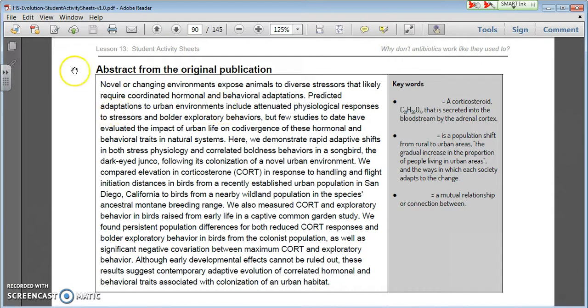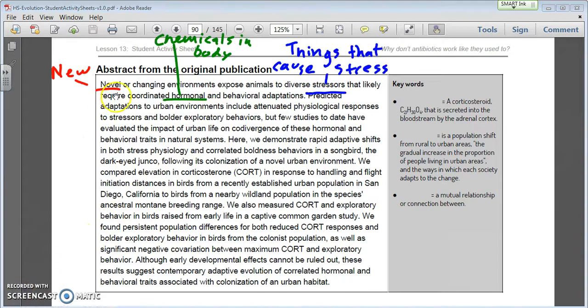So I'm just going to read through this line by line, and we will annotate as we go. So let's read. "Novel or changing environments expose animals to diverse stressors that likely require coordinated hormonal and behavioral adaptations." There are 3 terms in here that I think are important: novel, stressors, and hormonal. Let me annotate that. Novel means new. We saw in previous lessons that novel means new. Hormonal is just referring to chemicals in the body. We saw that in our previous video. And a stressor, it's even got the word stress in it, just means things that cause stress.